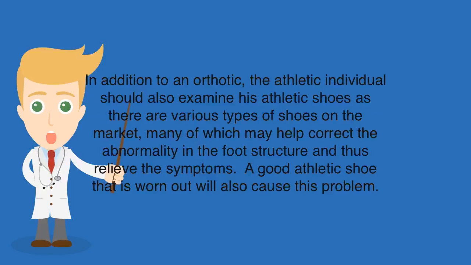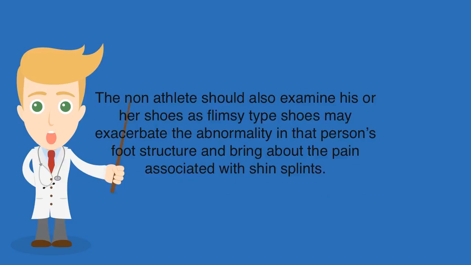In addition to an orthotic, the athletic individual should also examine his athletic shoes, as there are various types of shoes on the market, many of which may help correct the abnormality in the foot structure and thus relieve the symptoms. A good athletic shoe that is worn out will also cause this problem. The non-athlete should also examine his or her shoes, as flimsy type shoes may exacerbate the abnormality in that person's foot structure and bring about the pain associated with shin splints.